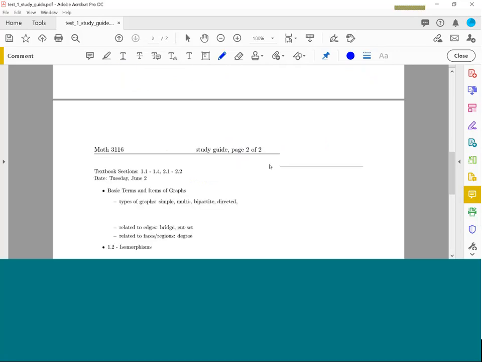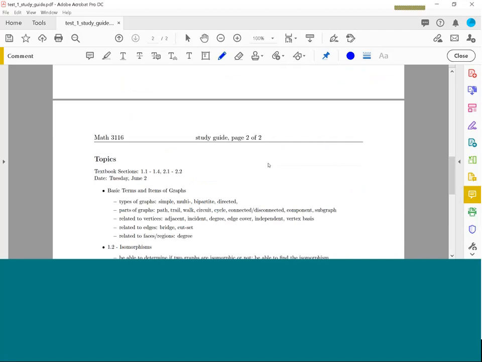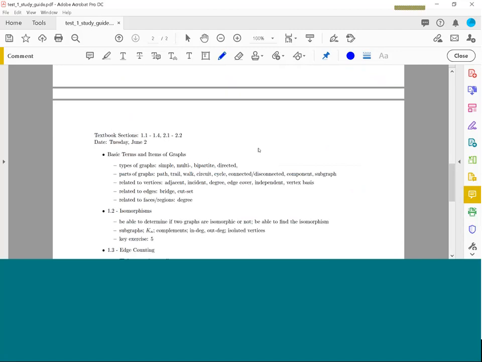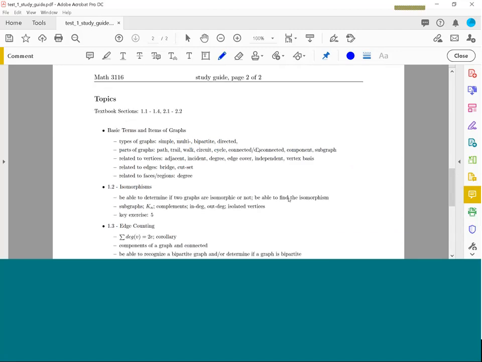So that's just all the scratch work. I left myself space so I could do scratch work on the same page. Okay. So this here is what you guys would have had so far. Okay? So it tells you which sections. This one here didn't do chapter, it actually lists out the sections. Same date we said. Basic terms and items.